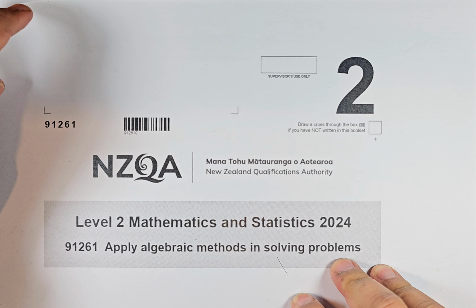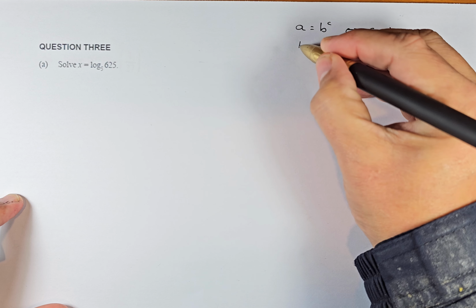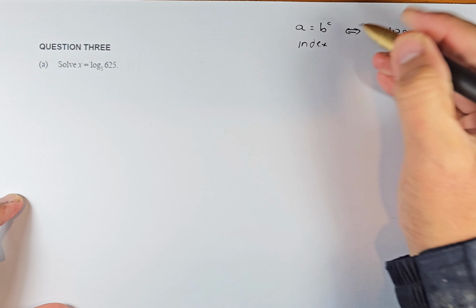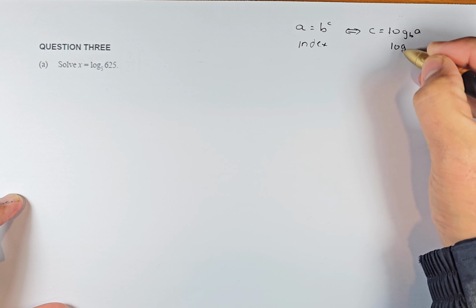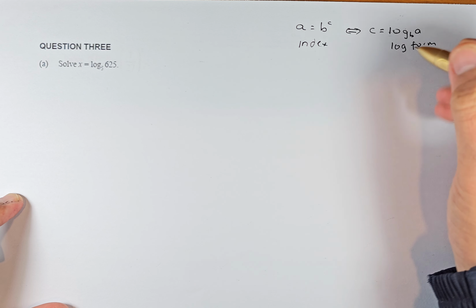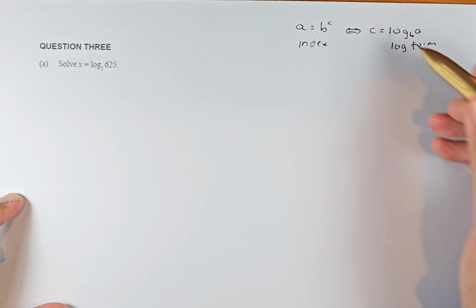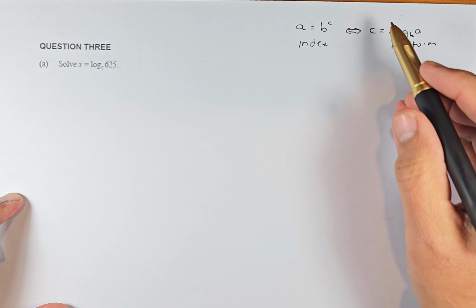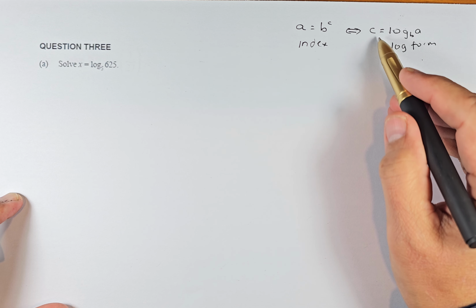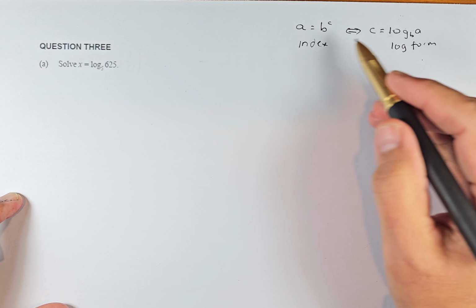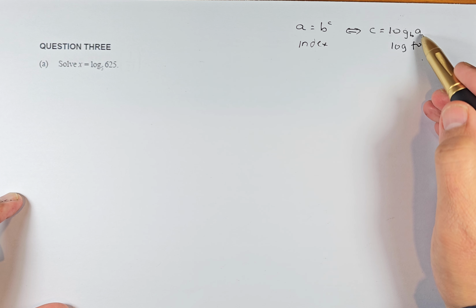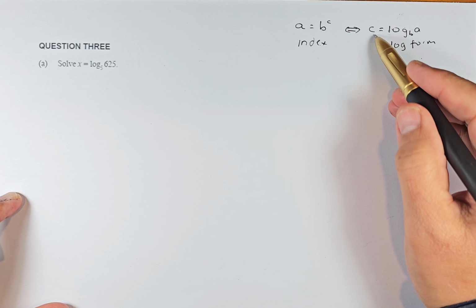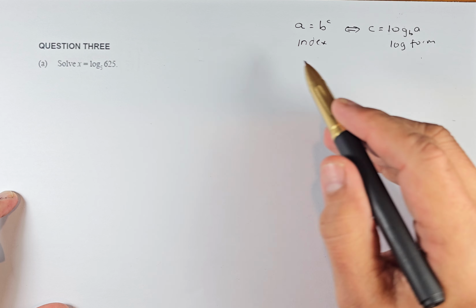This question is about logarithms, so you need to know a bit about logarithms. This is called the index form, or power form, and this is the log form. To understand how to convert from log form to index form, or index form to log form, it's very simple. You put a single number on the left hand side. If you want to convert a log to index form, the last number becomes your first number and your first number becomes your last number. Same for the other way around.